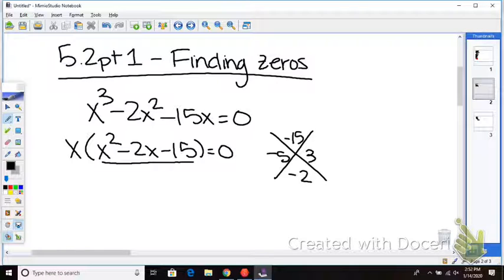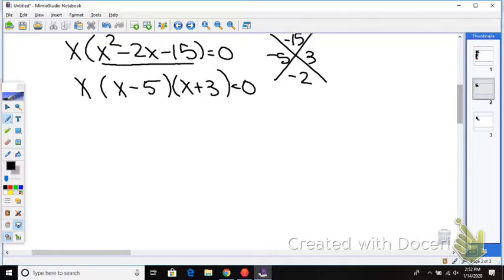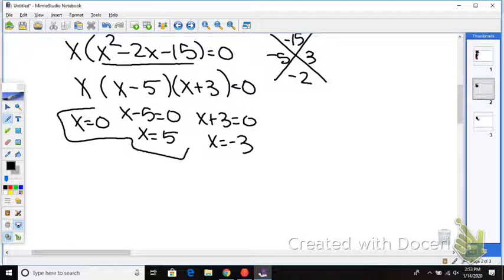So we can jump to our factors. We have this x out front. And then my 2 factors are going to be x minus 5 and x plus 3 equals 0. Now, what do I do with each factor to solve for x? What do I set it equal to? 0. Set them equal to 0. So I have x equals 0. That was easy. x minus 5 equals 0, so that means x is equal to positive 5. And x plus 3 is equal to 0, which means x is equal to -3. So these are all of my zeros for my function.